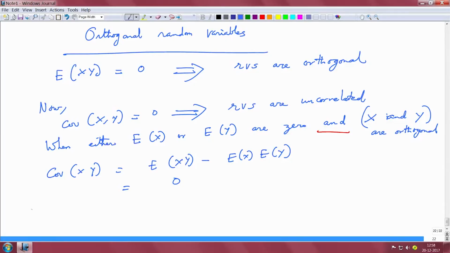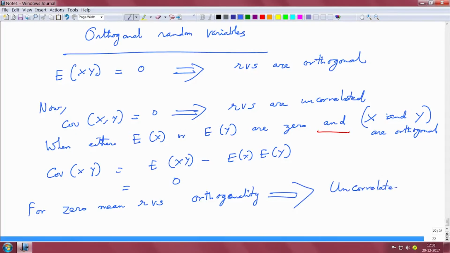So, therefore, for 0 mean random variables, orthogonality implies uncorrelatedness. So, if one of the random variables is 0 mean, then if the two random variables are orthogonal, that implies they are uncorrelated.